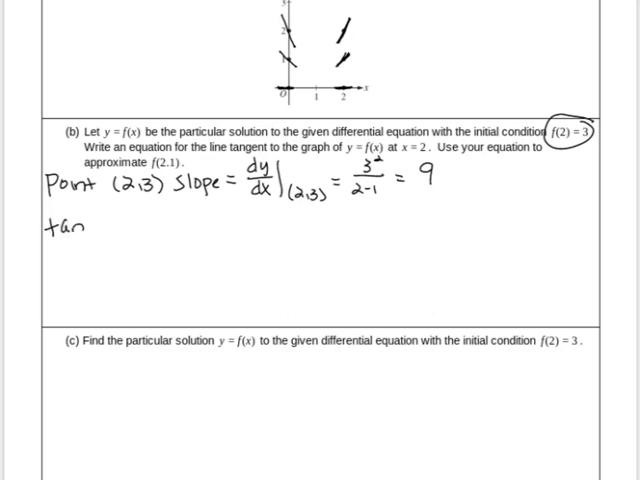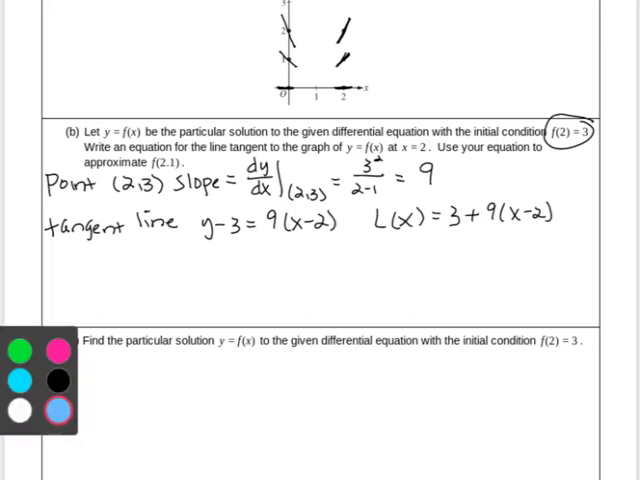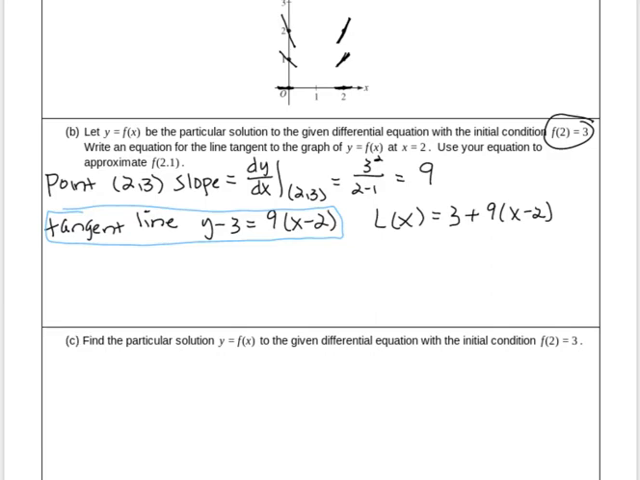which means our tangent line is going to be y minus 3 equals 9 times x minus 2. And if we go ahead and rearrange that and make it L of x, we'd have 3 plus 9 times x minus 2. So this right here is our tangent line. And now we're going to use that to do our approximation. So approximate at x equals 2.